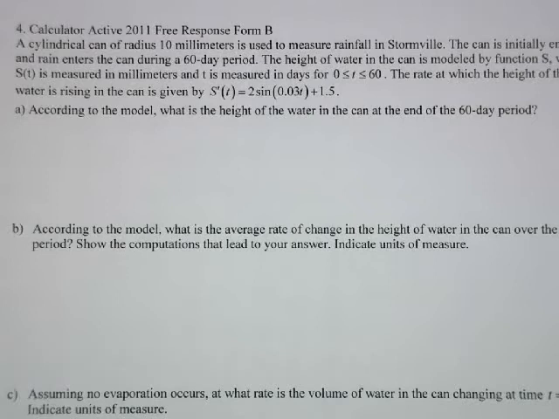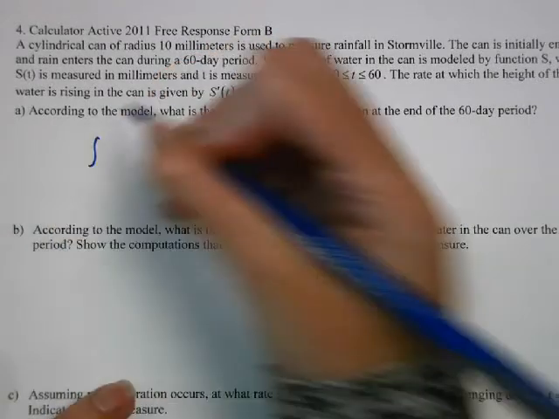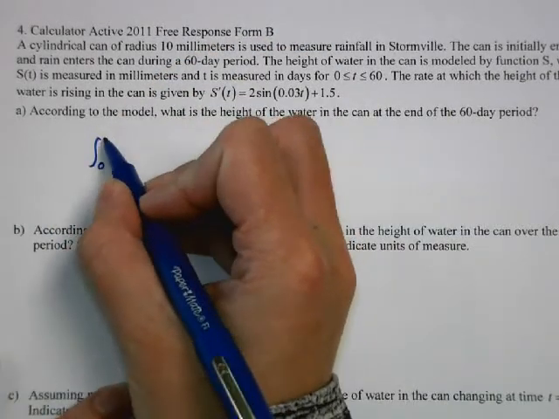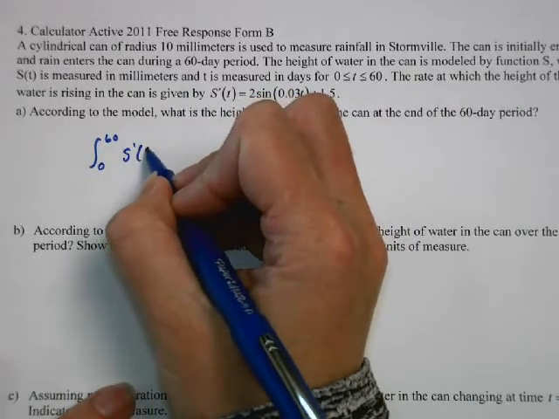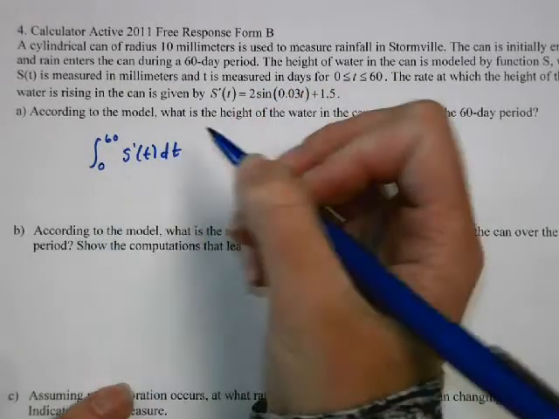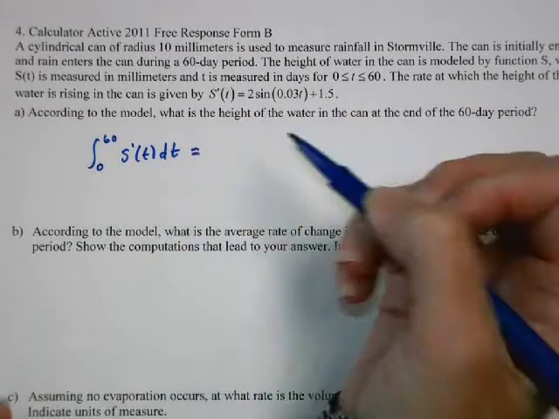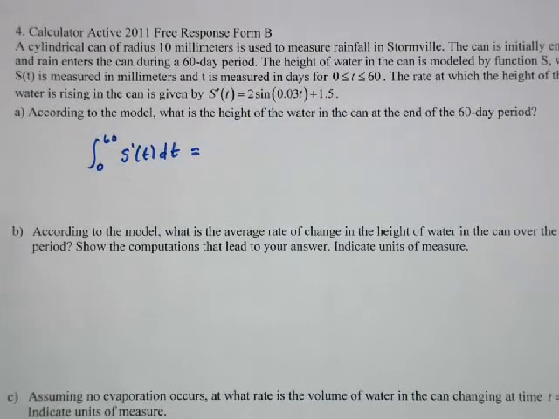The rate at which the height of the water in the can changes is given by s prime equals 2 sine 0.03 t plus 1.5. Okay, according to the model, what is the height of the water in the can at the end of the 60-day period? So again, it's going to be the integral from 0 to 60 of the rate. So we're just going to do the integral of s prime, and we're going to use this in the calculator.